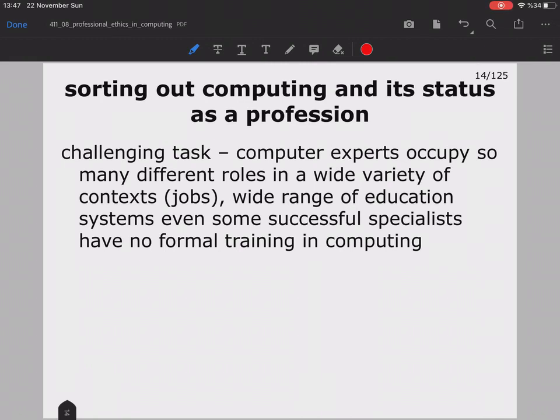Just take a look at some celebrity figures in the computing industry, for example. I will not name them, but just think about the popular people who are the CEOs of very popular companies. You see their comments in many different media channels, for example. This is also another issue about sorting out computing as a profession.